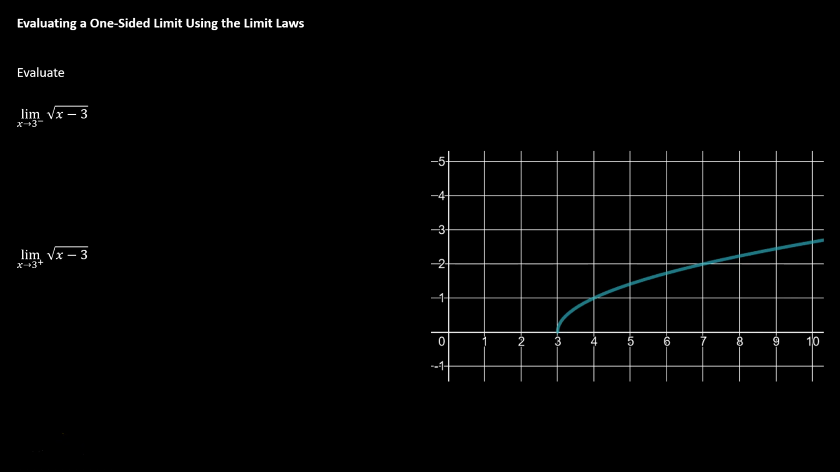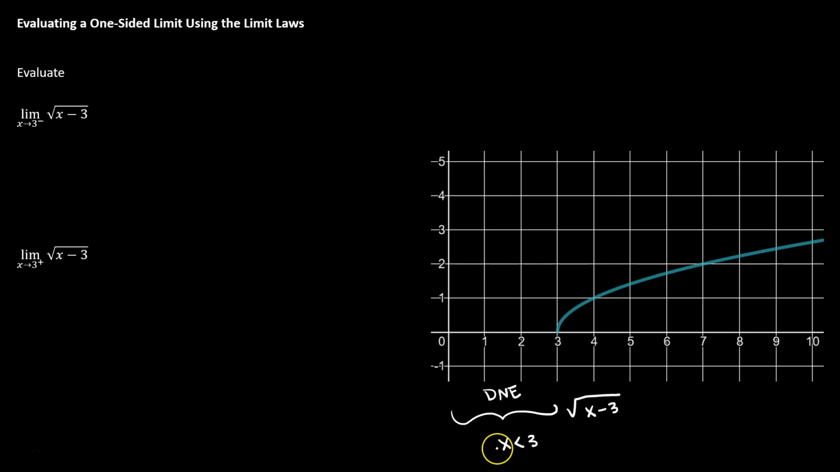Let's talk about one-sided limits using our limit laws. Some functions don't exist on both sides, like radical functions. We see this graph of the function square root of x minus 3, and any x values smaller than 3, the function just simply does not exist over here. That's because we can't take the square root of a negative number. Plugging in any number smaller than 3 would cause a negative inside the radical.